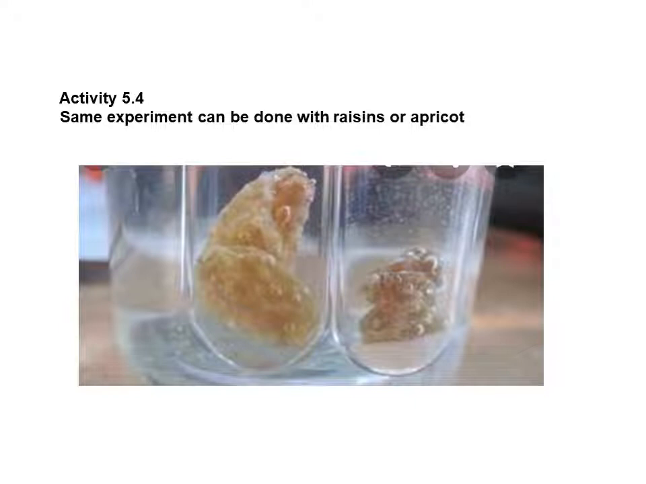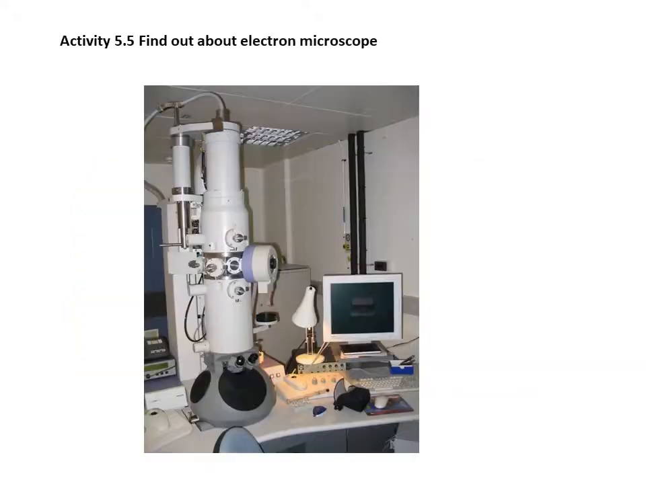Now the same experiment can be done with raisins also. You can see the raisin which was put in pure water has swollen up. On the other hand, the raisin which was put in concentrated salt solution has lost water, so it has shrunken. The same experiment we saw in the case of eggs is being repeated here.